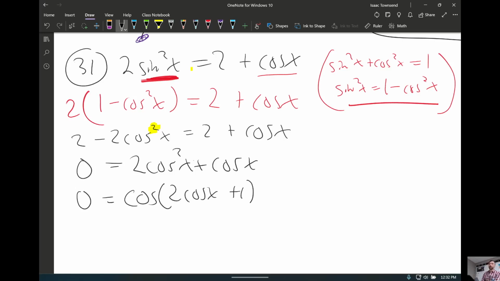They both have a cosine in common. So it looks like our answer should come when cosine equals 0 and when 2 times cosine plus 1 equals 0. So set each one of those equal to 0 and solve. And our solutions come anywhere where cosine is 0 or -1/2.